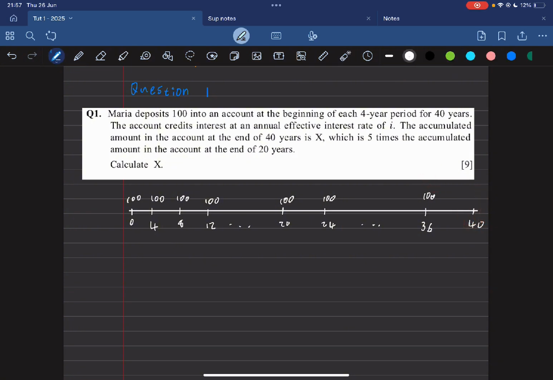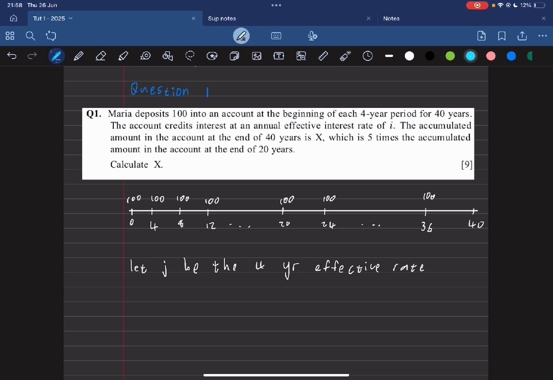Cool. So now what we should do is, instead of working with i, which is the annual effective rate, I want to define a 4-year effective rate. So I'm going to call it j. So I'm going to say let j be the 4-year effective rate. Cool. So now we probably want to write down equations.